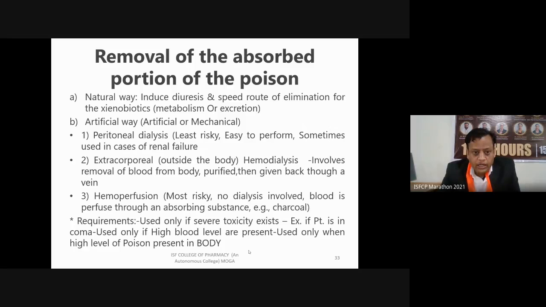And next one is hemoperfusion. Hemoperfusion is most risky, because no dialysis is involved. Blood is perfused through an absorbing substance like charcoal. So by using charcoal, we perform hemoperfusion, and that is a very risky process. So we discussed the removal of the absorbed portion of poison through the natural way and artificial way. The natural way includes using diuretics, and the artificial way includes peritoneal dialysis, extracorporeal hemodialysis, and hemoperfusion.